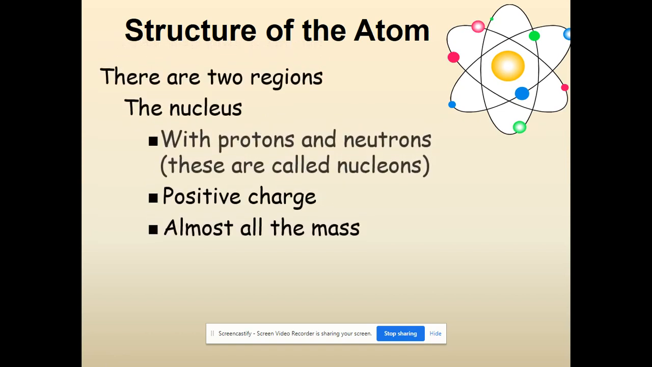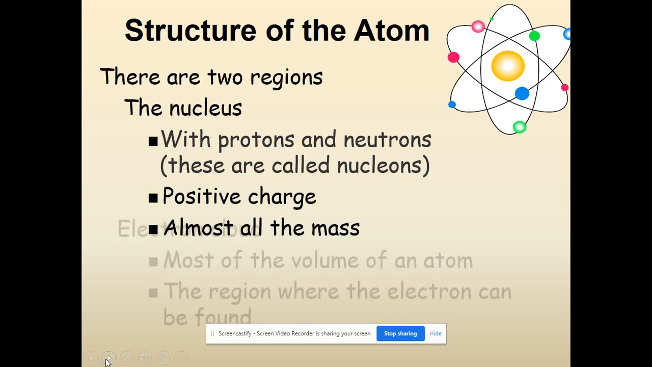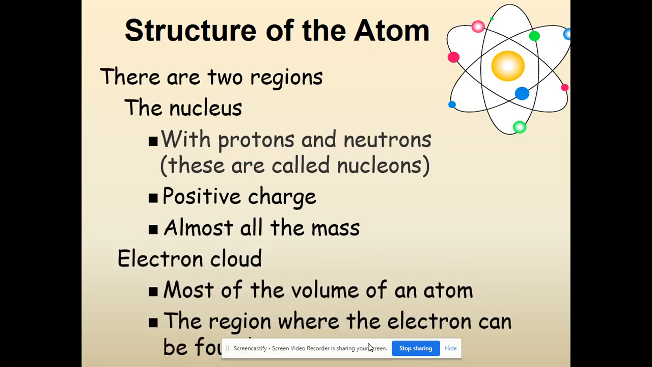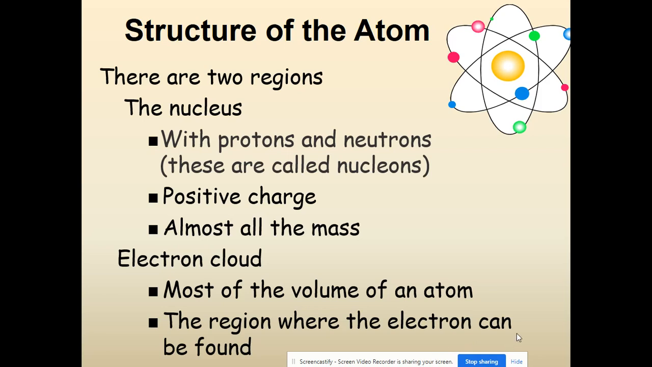And so, just to review the structure of the atom, there's two regions which we'll be focusing on. The first one is the nucleus. If you remember, the protons and the neutrons are in the nucleus, and sometimes these are referred to as nucleons. They are the particles which make up most of the mass of the atom. The nucleus has a positive charge due to the protons, and like I said, it has almost all the mass. The electron cloud makes up most of the volume of the atom, and it's where we could find the electrons.